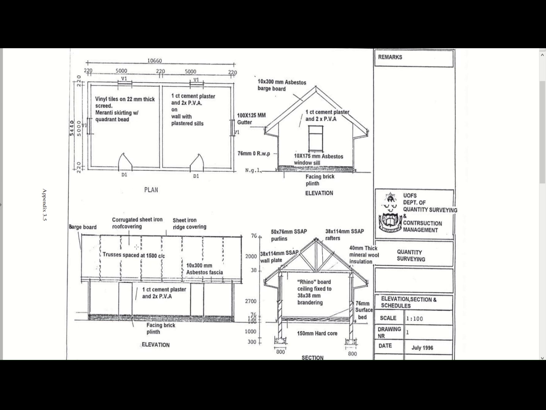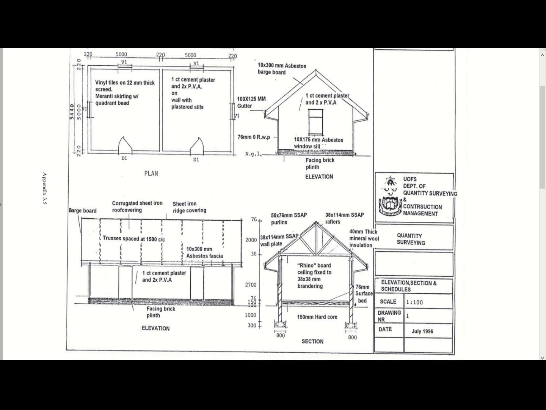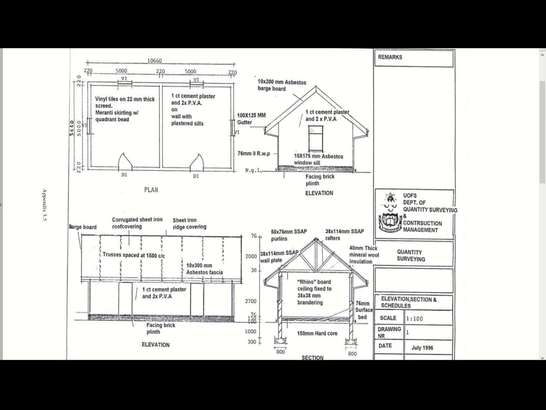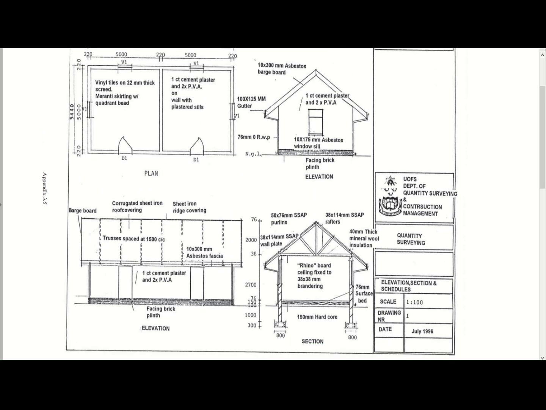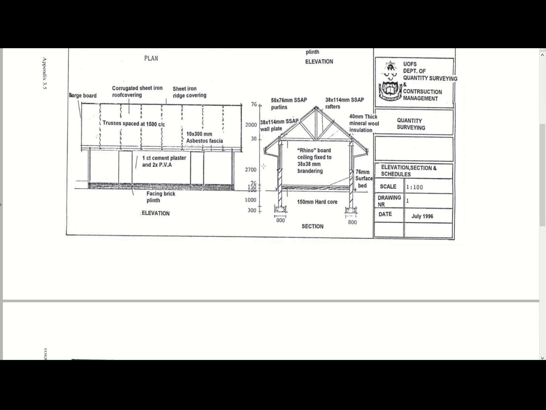So it's a corrugated sheet iron roof cover. Here they still speak about asbestos board, barge board. But it's still just normal barge boards. And then still asbestos windowsills. These days you've got that precast perforated, or not perforated, but the concrete sills that you can buy in the store. Okay, so the drawing is very straightforward, and nothing funny there.